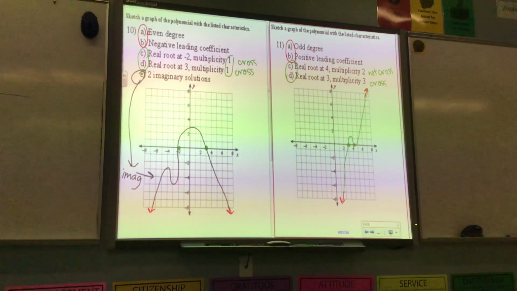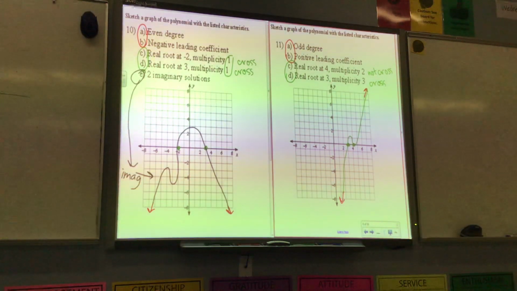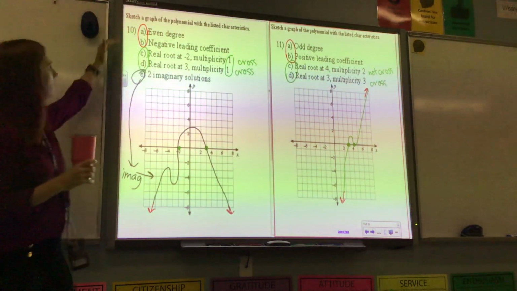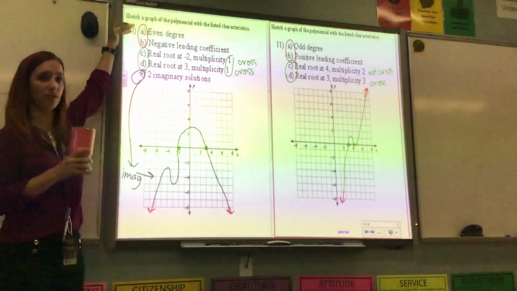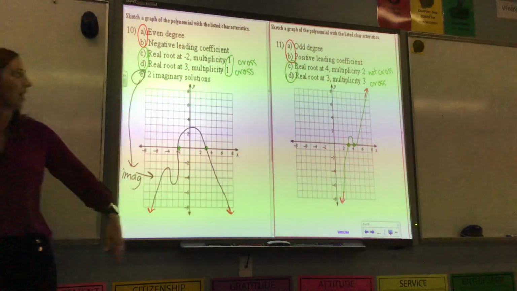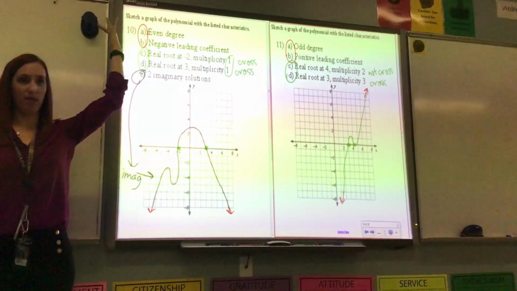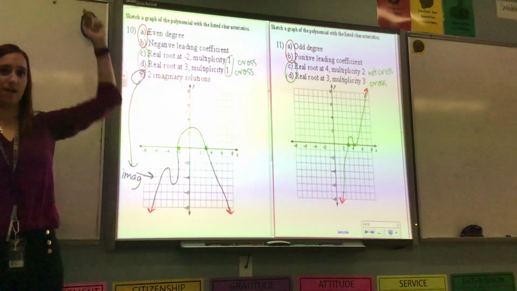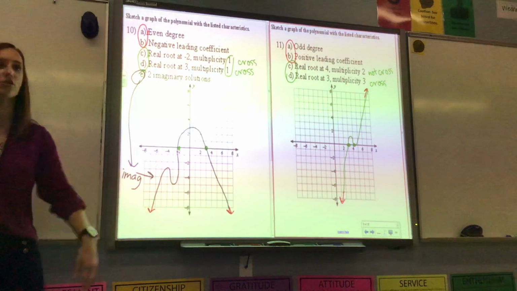Can you go back over what A and B mean, towards where your graph is going? If it's an even degree, they're both going up or they're both going down. If it's an odd degree, one's up and one's down. Positive means it goes up to the right, negative means it goes down to the right, just like your slope would.